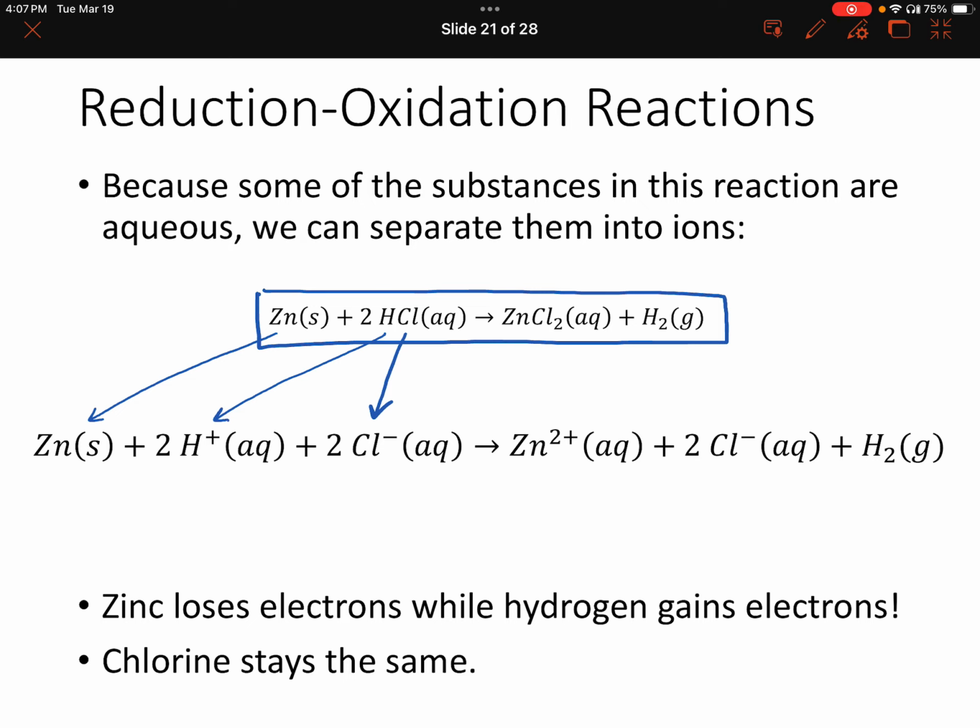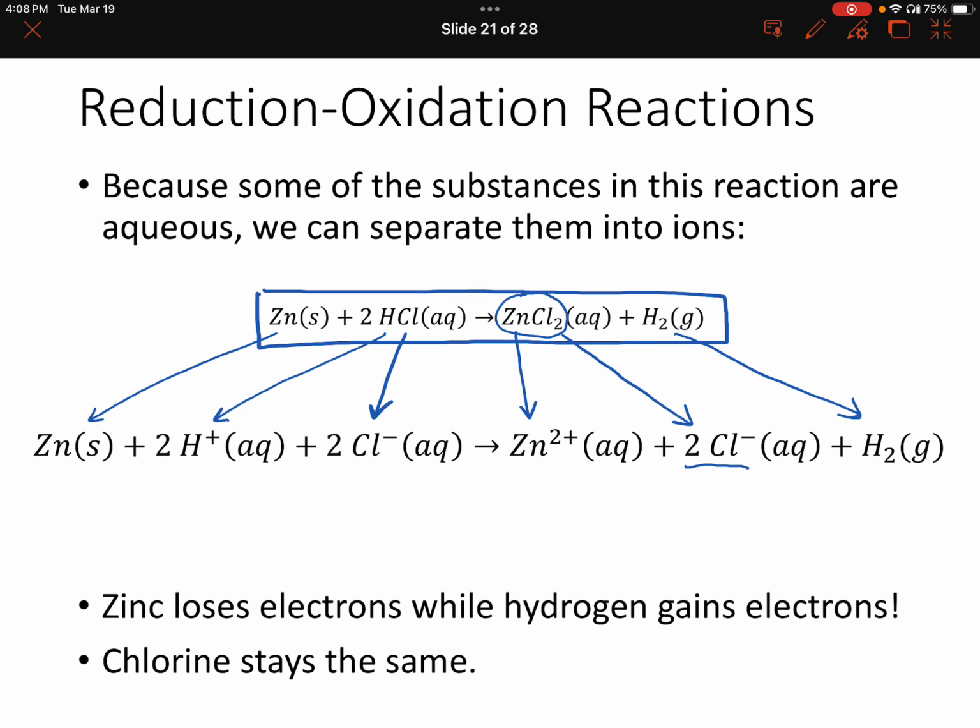Then in the products, we have zinc with a 2 plus charge, so it's become an ion. We still have our 2 chloride ions. And finally, we have our hydrogen gas molecule. Looking at zinc chloride in particular, I knew this was an ionic compound because we had a metal and a nonmetal. Zinc is the metal, chlorine is the nonmetal. In an ionic compound, chlorine always has a -1 charge, and because there are two of those negative charges, that means zinc must be a 2+ ion.